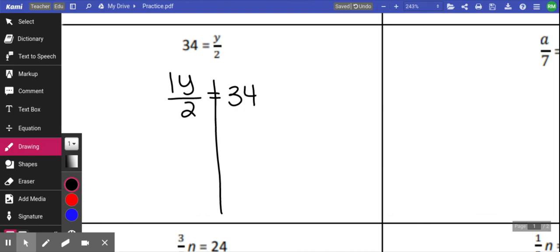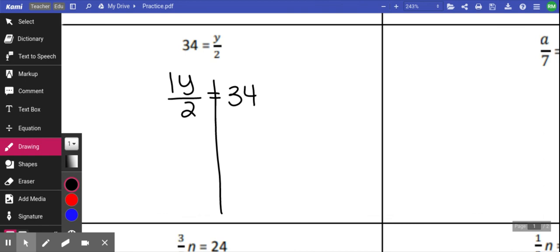And this time I have this fraction, right? I have 1 over 2. Whenever you have a fraction, okay, this is actually multiplication, which means we'd have to do division. But when we divide fractions, does anybody remember the rule that you have to know for fractions?